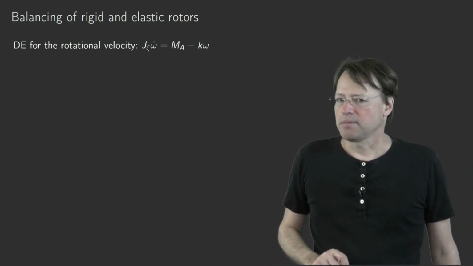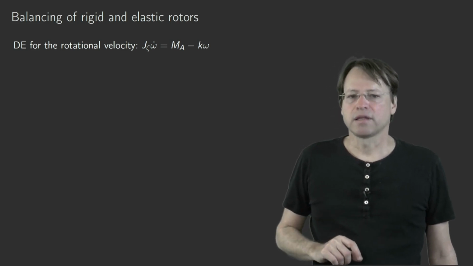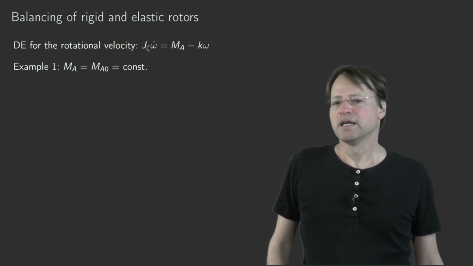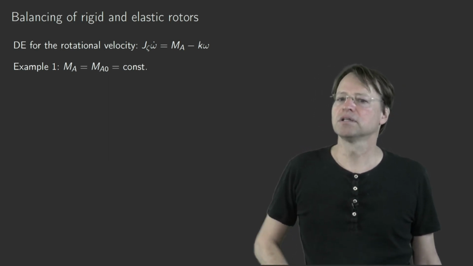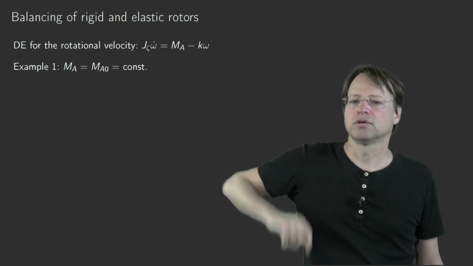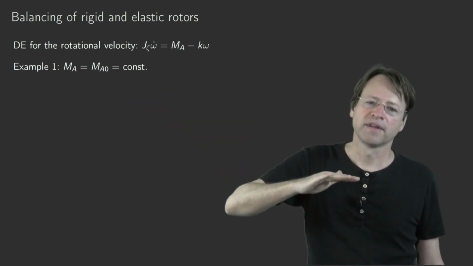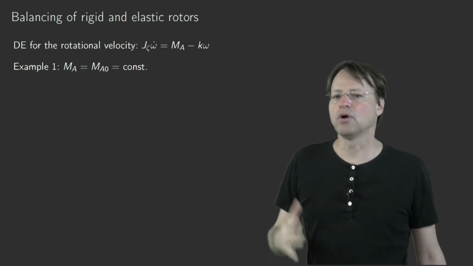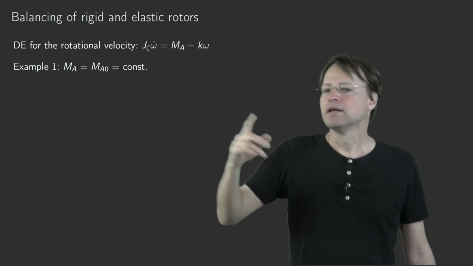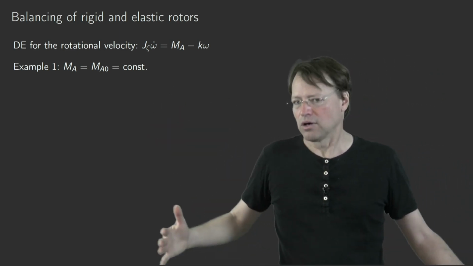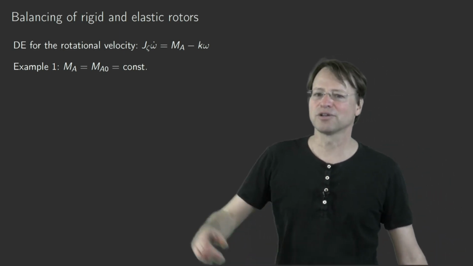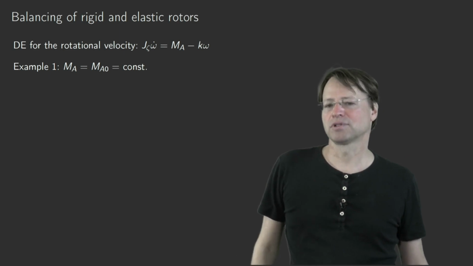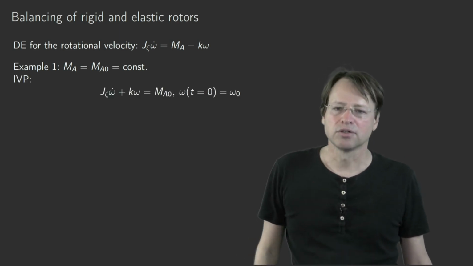I would like to make two examples in order to investigate whether there is always a stationary solution or not. The first example is something that is not realistic, I have to admit. It's the case that the driving torque is constant, because you cannot have a constant driving torque for all values of omega. If omega becomes too large, then the power supply to your system will come to its limits, of course, and then it's not possible to maintain a constant driving torque, because the power supply to your system is limited.